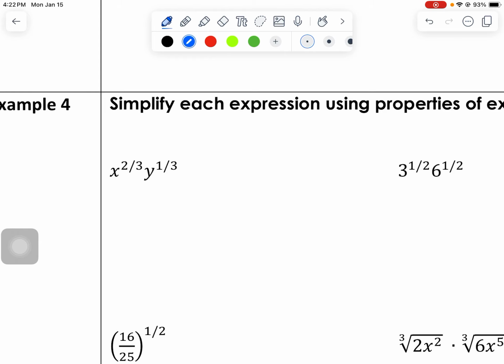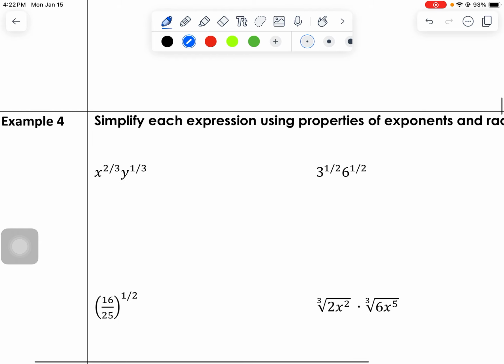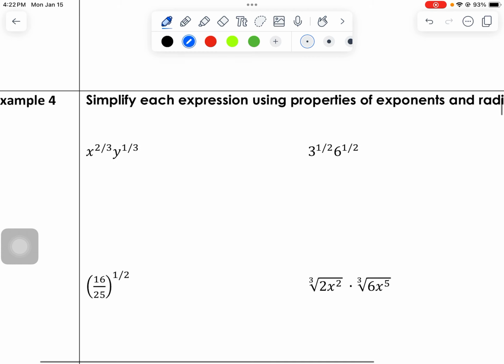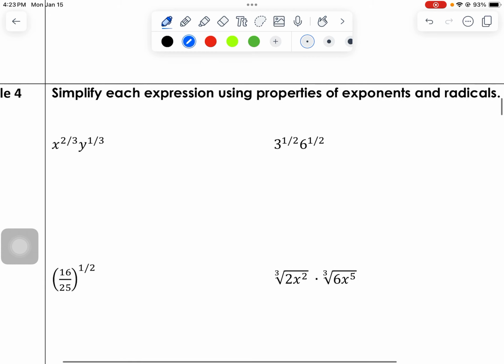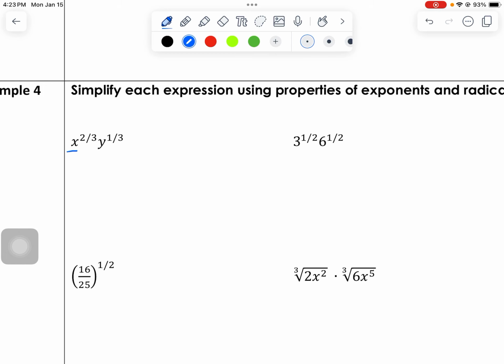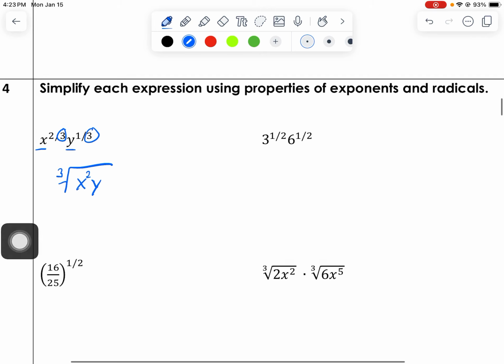X to the 2/3 times y to the 1/3. In this case, we could rewrite this in radical form, but since we have different bases, we're not allowed to add them. So this is already simplified if we wanted to write it in terms of exponents. Or if you wanted to write it as a single radical, since they share the denominator of 3, you could write this as the cubed root of x squared y, because the x has the squared, y is by itself.